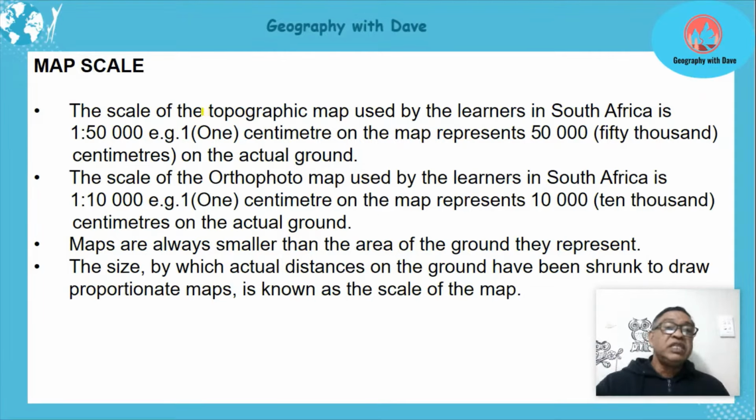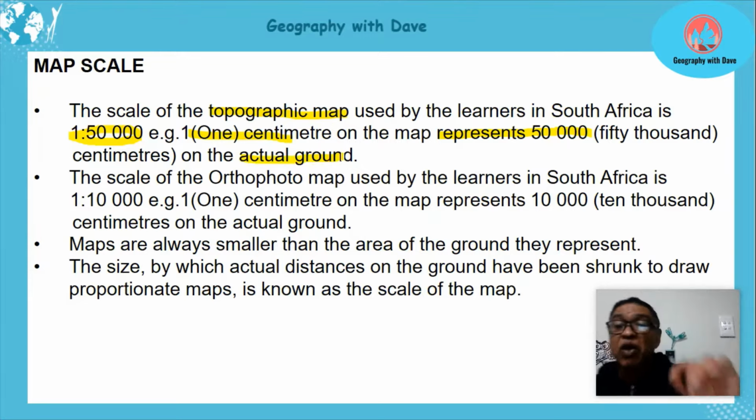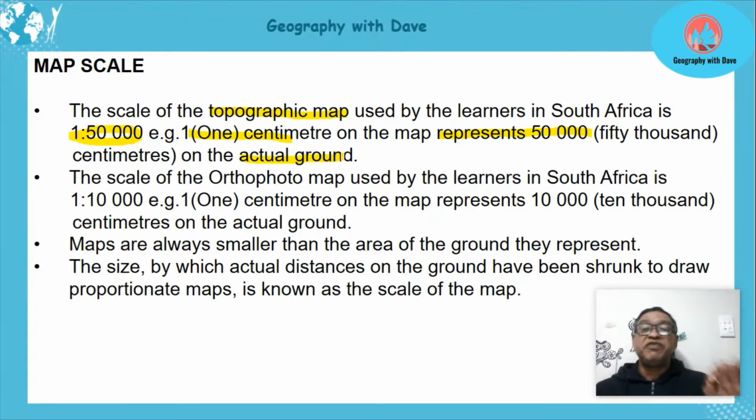So in the topographic map, our learners in South Africa would use the 1 is to 50,000 scale, meaning 1 centimeter represents 50,000 centimeters on the ground. So 1 centimeter on the map represents 50,000 centimeters on the actual ground.